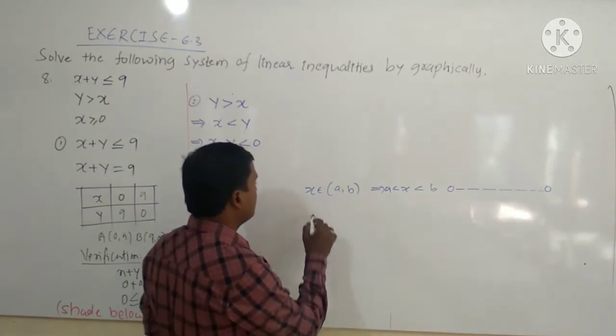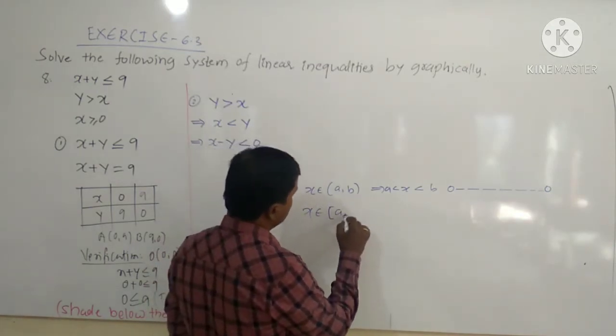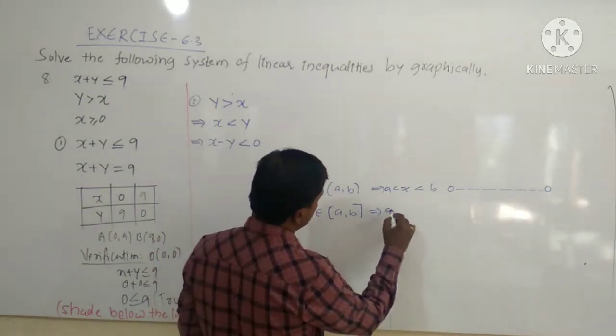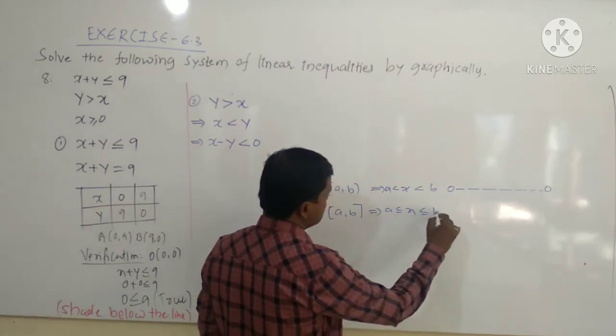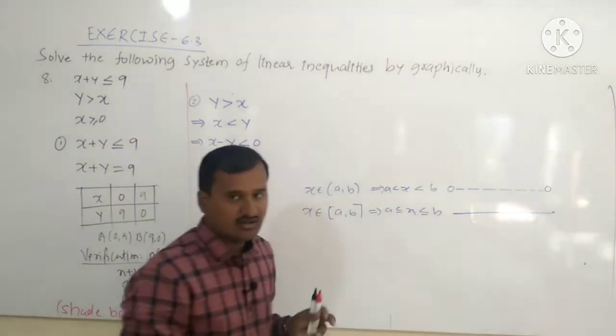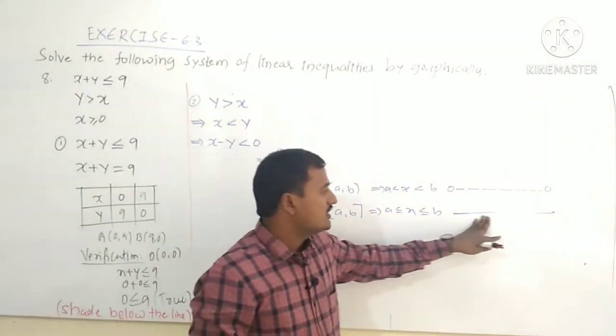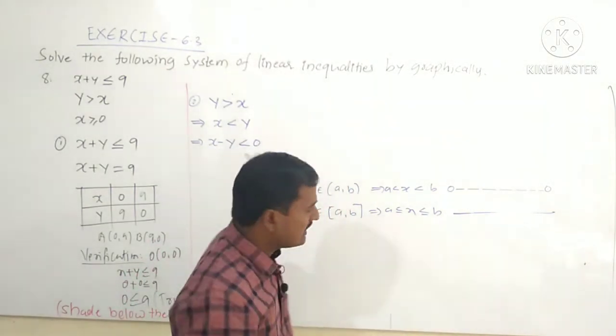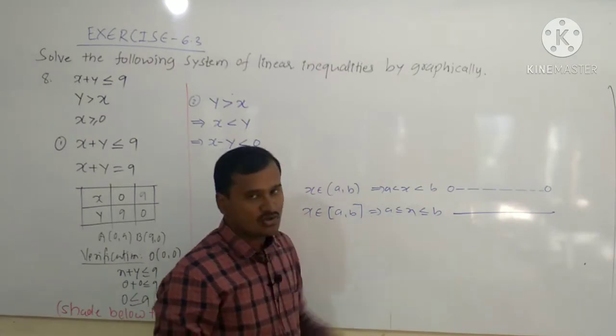Okay, right. Suppose x belongs to the closed interval [a, b]. In this case a is less than or equal to x and x is less than or equal to b. In that case you have to show the line by making a dark line. Dark line shows that it is closed.